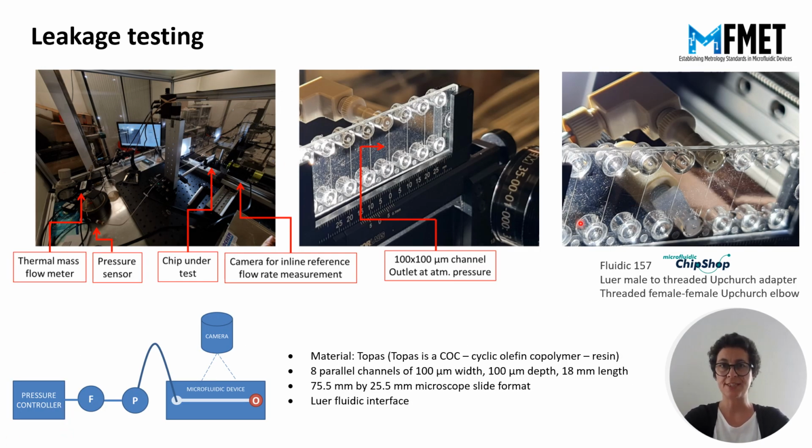The setup is presented in these 3 images: the thermal mass flow meter, the pressure sensor here, the chip under test that is placed in a vertical position, and the camera for inline reference flow rate measurement. The microfluidic channel was hot embossed in Topas, that's the material, and is a straight channel of 100 by 100 micrometers cross section. The device has a standard format of 75.5 by 25.5 square millimeters, as that of a microscope slide, and it also integrates Luer fluidic interfaces for the fittings.